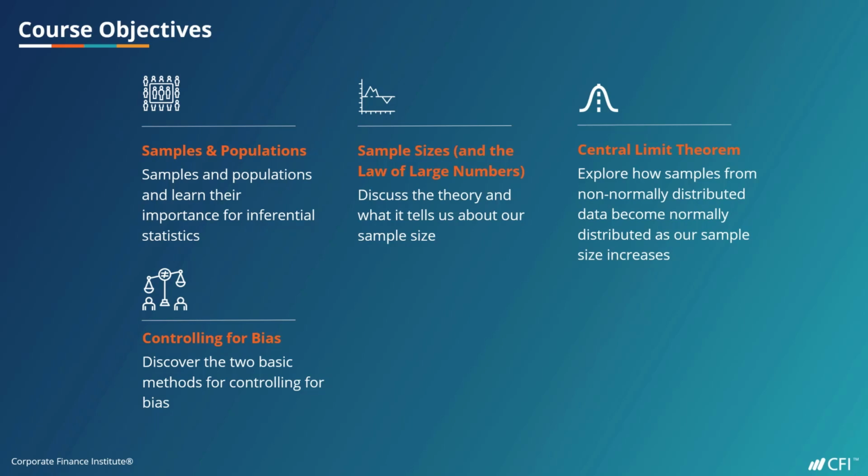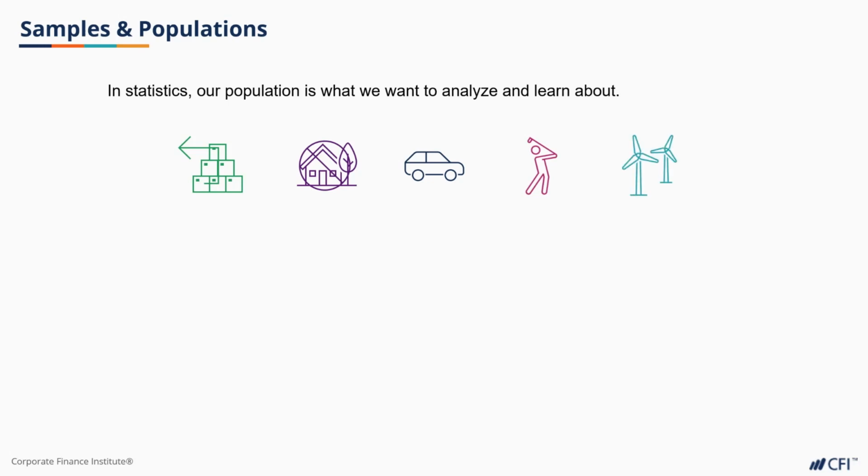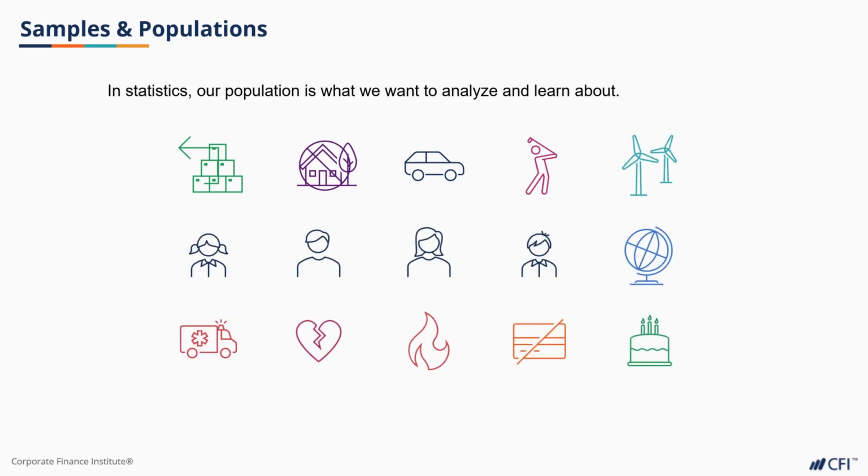While descriptive statistics is about factually describing and summarizing our data, inferential statistics is about trying to make inferences or predictions from a sample. In statistics, our population is what we want to analyze and learn about. It's items, events, or people with a common feature that we have questions about. Your population could be customer returns, home foreclosures, European automobile companies, sport fan demographics, wind farms, or really any definable group of people, places, events, or things.